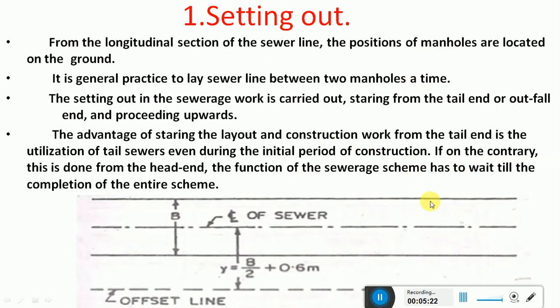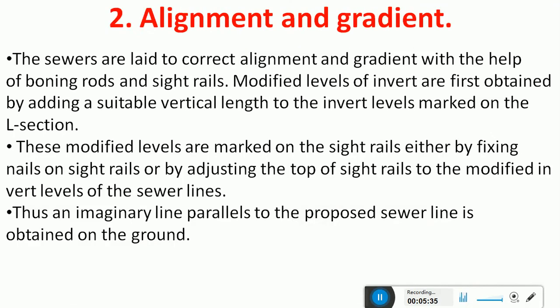So for that reason, this excavation work is usually carried out from the tail end, that is, starting from the outfall and proceeding towards the upward region. Then alignment and grading. This alignment and grading is usually done with the help of boning rods and sighting rails.